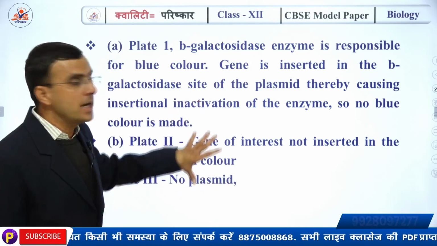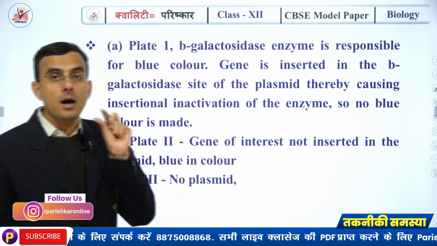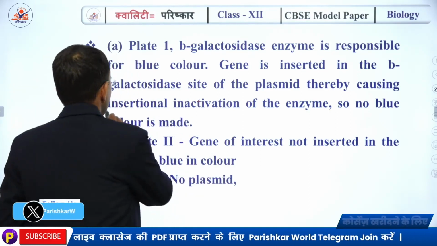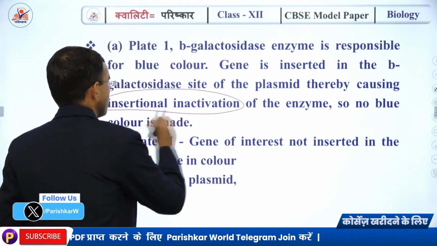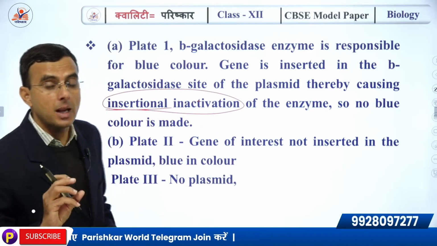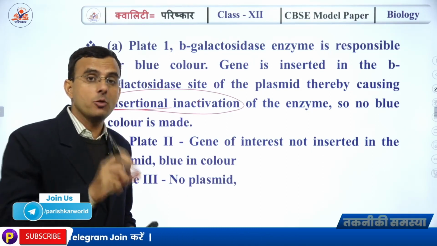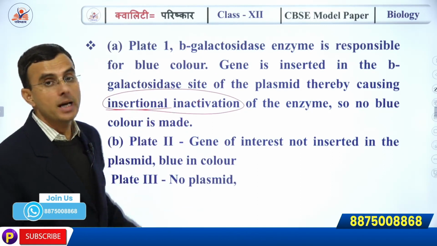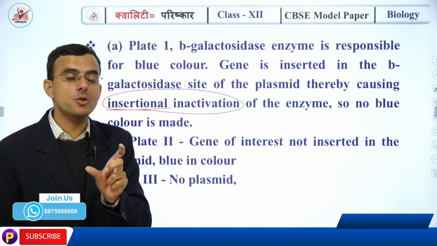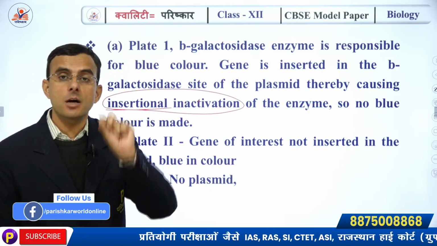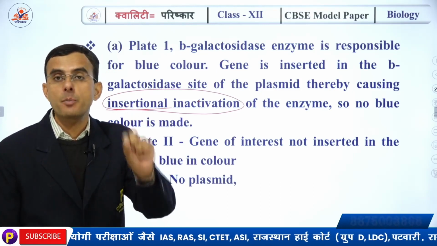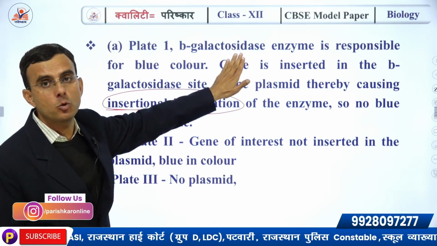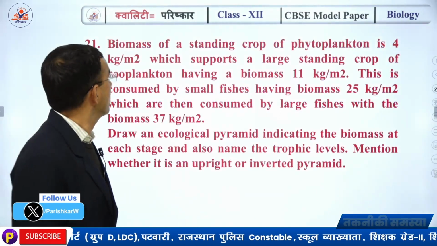So we are developing that plasmid on the basis of insertion inactivation. We are developing that plasmid at a particular place of the beta galactosidase gene, and by insertional inactivation, we mean we are inserting the foreign gene into that particular place. So because of that reason, that enzyme is not able to express. So that is the answer to question one.